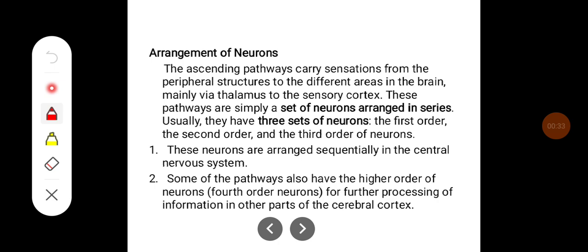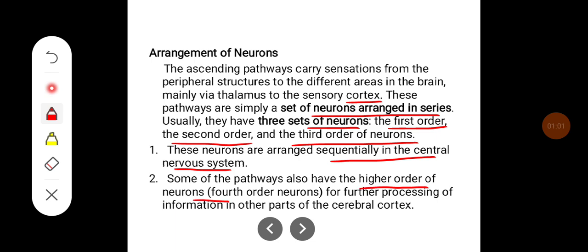The ascending pathways carry sensation from the peripheral structures to the different areas in the brain, mainly via thalamus to the sensory cortex. These pathways are simply set of neurons arranged in series. Usually they have three sets of neurons: first order, second order, and third order neurons. These neurons are arranged sequentially in the central nervous system. Some of the pathways also have higher order neurons, that is fourth order neurons, for further processing of information in the other part of the cerebral cortex.